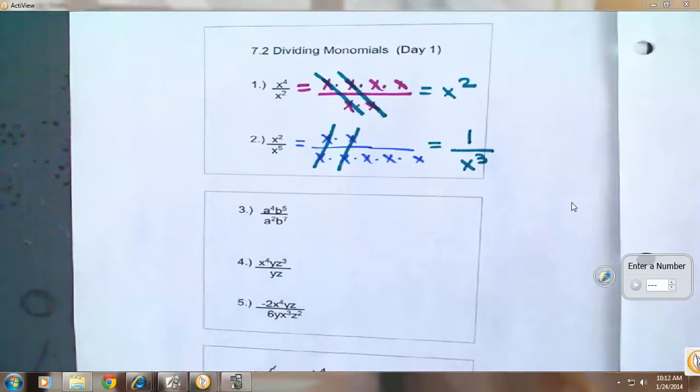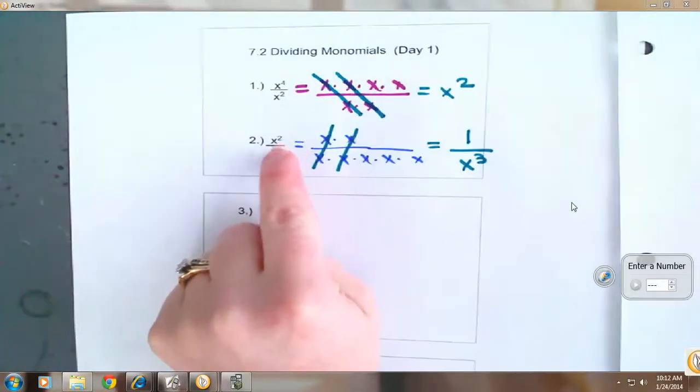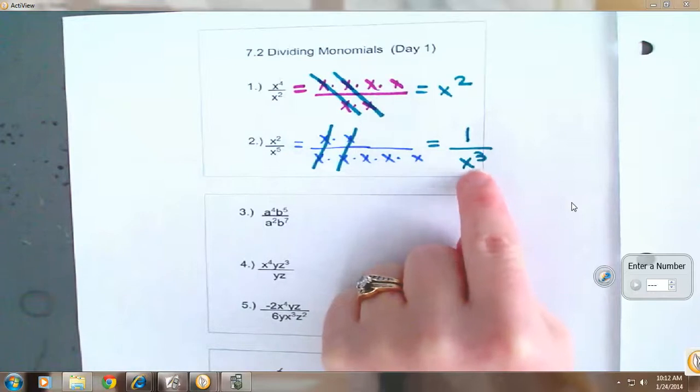Now, what if we used our subtraction rule that we just talked about? What is 2 minus 5? Negative 3. How did I get that down to the bottom? What do you think that negative exponent is going to mean?